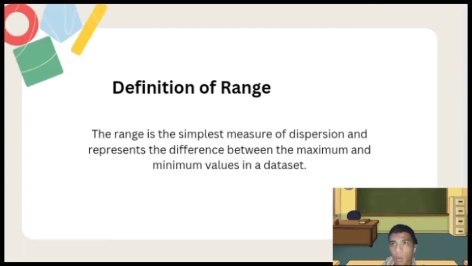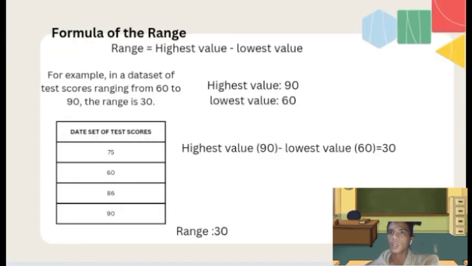What is a range? The range is the simplest measure of dispersion and represents the difference between the highest value and the lowest value in the dataset. For example, in a dataset where the scores range from 60 to 90, the range is 30. The formula of the range is equal to the highest value minus the lowest value. The highest value is 90, the lowest value is 60, subtracting them, the range is 30.